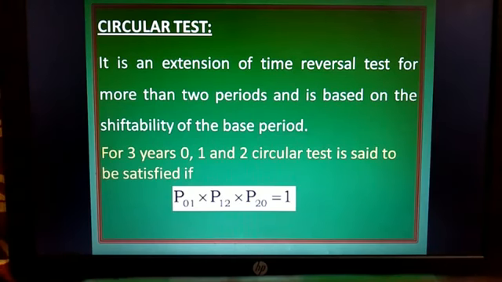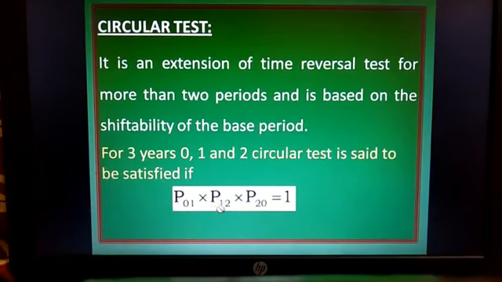And one more statement has been added, and it is based on shiftability of base period. How can it be understood? This shiftability of base period is, try to understand and concentrate on the cursor, students. Here P01 is nothing but, we know already, it is price index number in current year 1 as compared to base year 0. So what is this 1? Current year. What is this 0 here? This is base year.